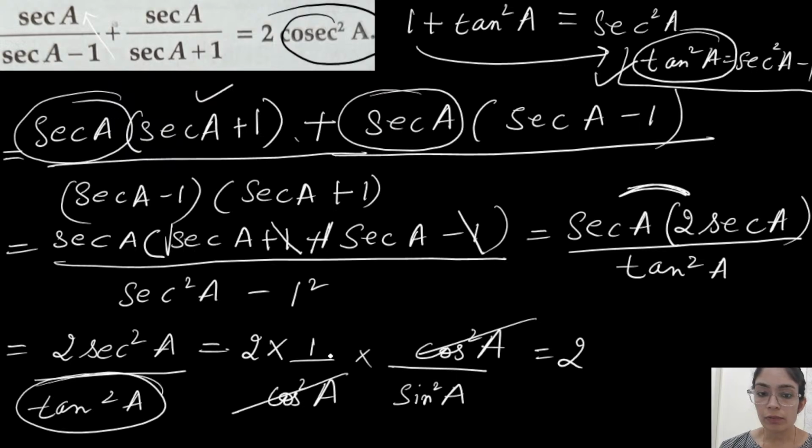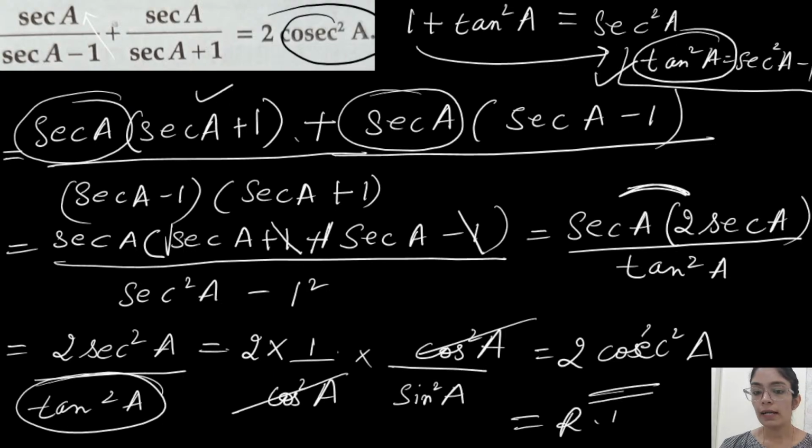So we are left with 2 into 1 by sine square A. See, 1 by sine square A is equal to cosecant square A, which is equal to the right hand side also. Yes. So here we have completed this question also.